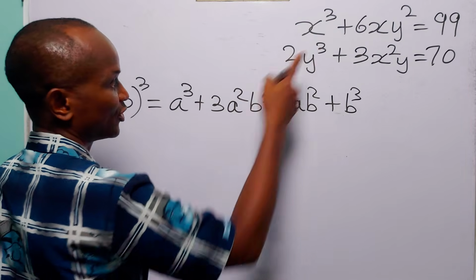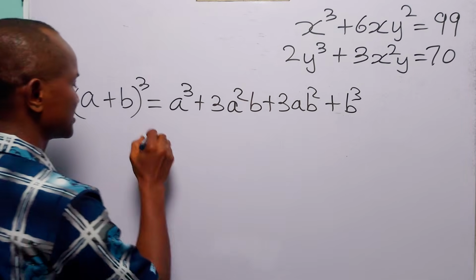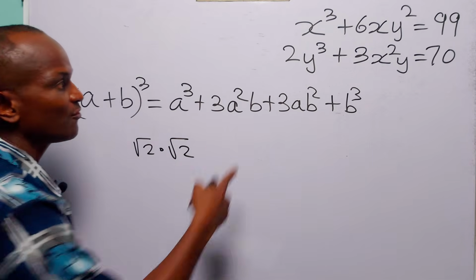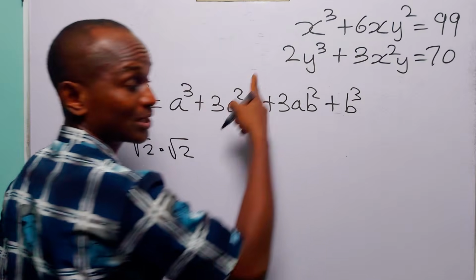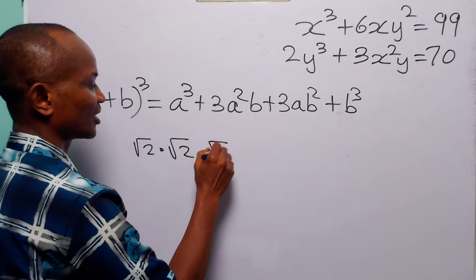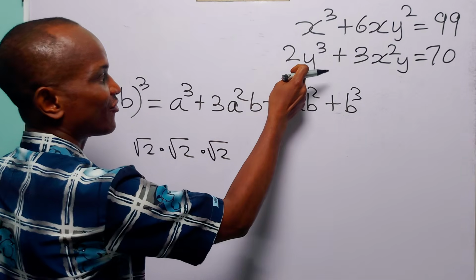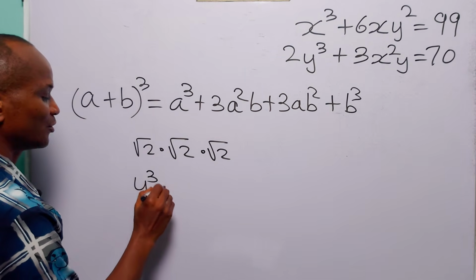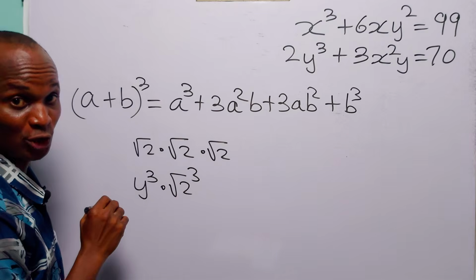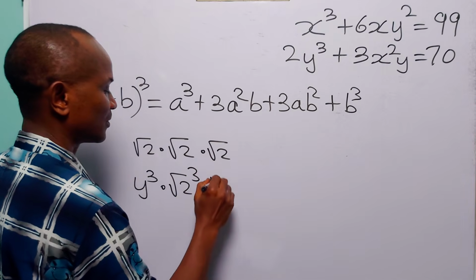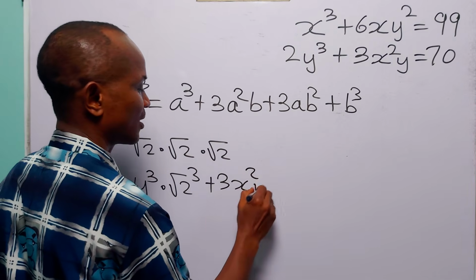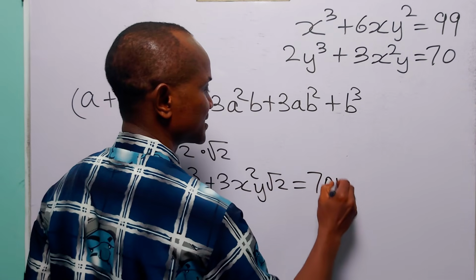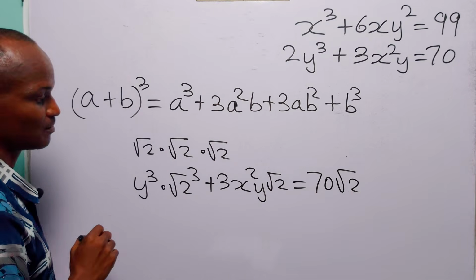Here we have 2y cubed. You know that 2 is root 2 times root 2. Now if we multiply through the second equation by root 2, then we can write this first term as y cubed times root 2 cubed. Then here we have 3x squared y root 2. And of course, this is going to be equal to 70 root 2.